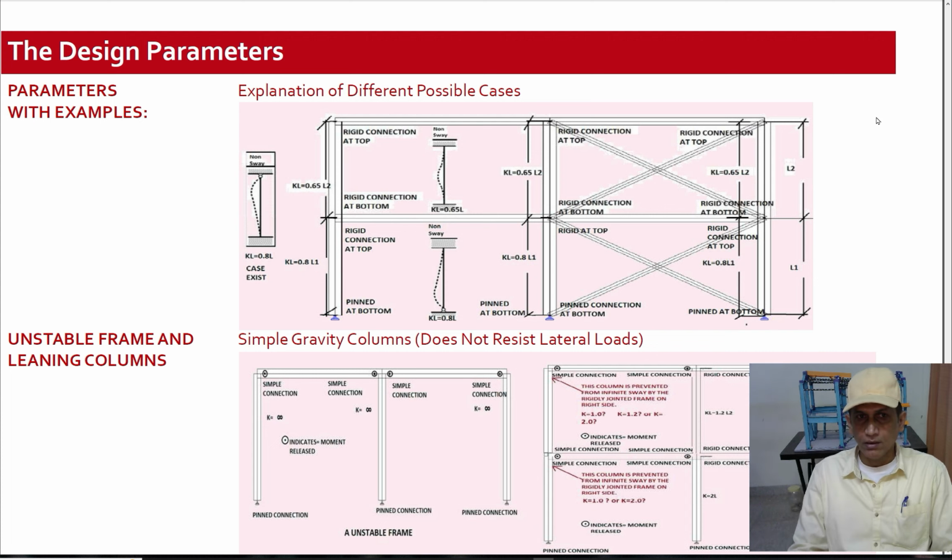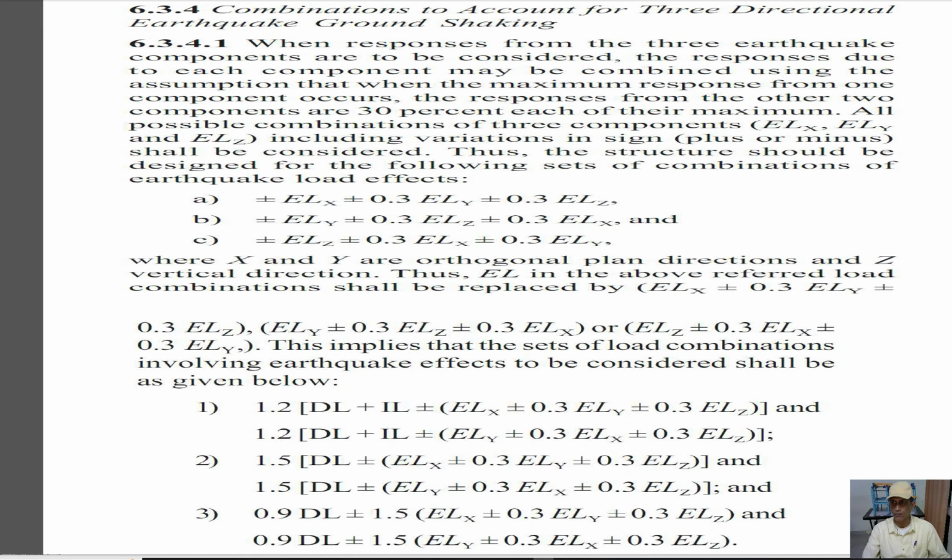Before I move to the design parameters, I'll go back to the last section on load combination. See, there is an anomaly in the code itself, IS 1893 2016 Part 1. If you look at the code, what does clause number 6.3.4 say? Combination to account for three directional earthquake with ground shaking. See, it considers ELX, 0.3 ELY, 0.3 ELZ, and ELY and ELZ. Its vertical direction is also considered.